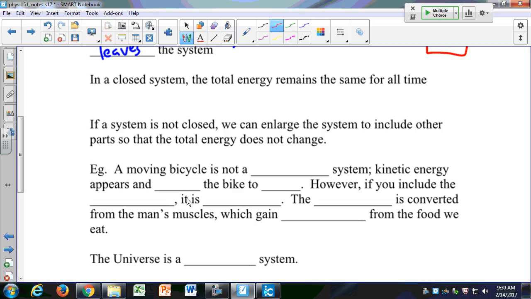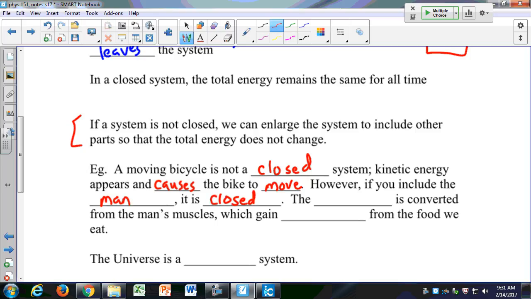If the system is not closed, we can enlarge the system. I said that. So a moving bicycle is not a closed system. Kinetic energy appears and causes the bike to move. However, if you include the man on the seat, it is closed.